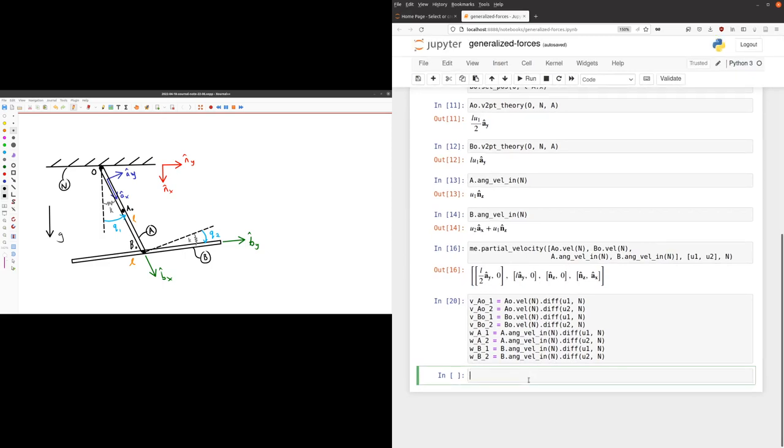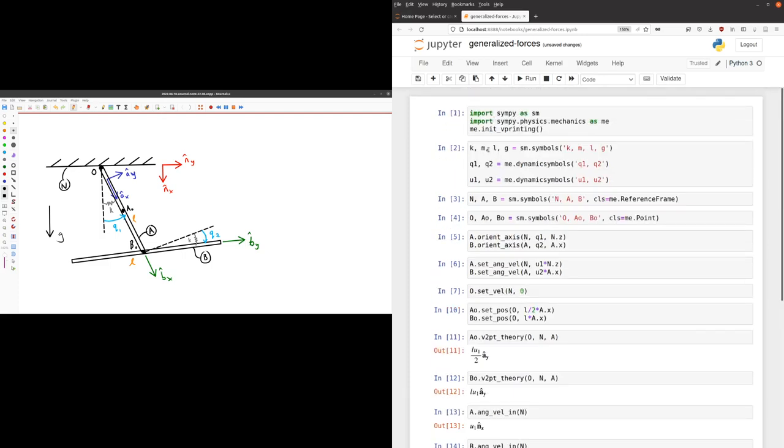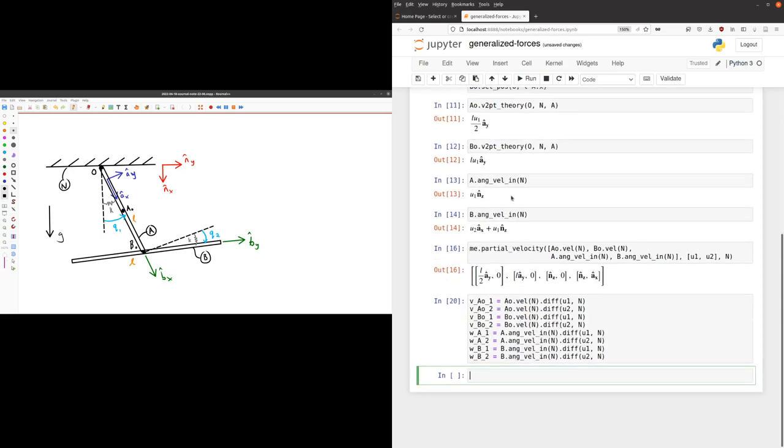Now we could do the generalized active forces, but we need the resultants on these things. The resultant on AO, we don't have to worry about the non-contributing forces, so we only have M. We never introduced our masses. I only got M, but right, they're both mass M, so we do have that. So resultant at AO equals mass times g times N.x. It's in the N.x direction. Resultant on BO equals M times g times N.x, right?